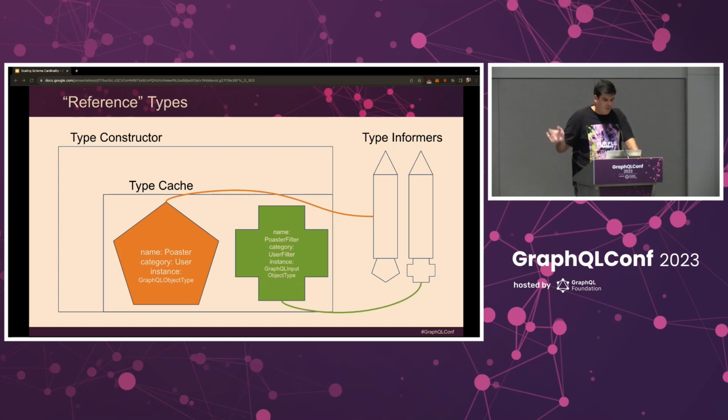And then, yeah, you can see we can associate the type references with the appropriate type informers.